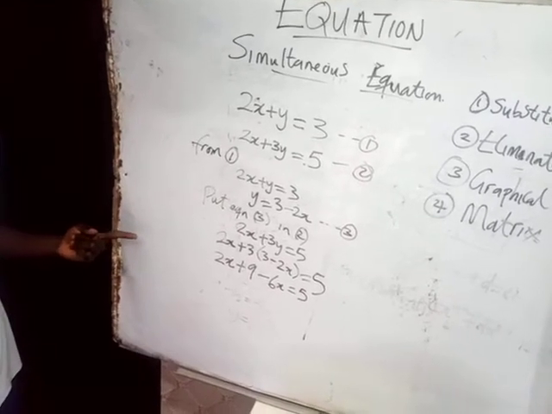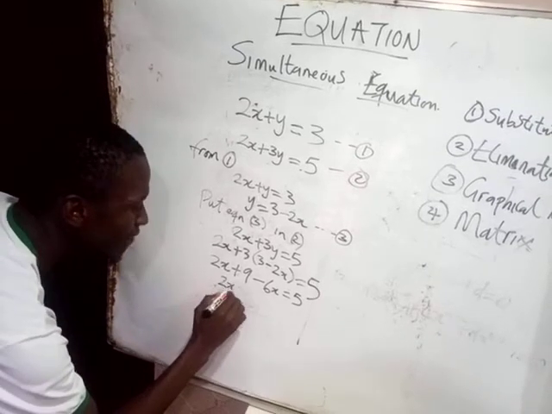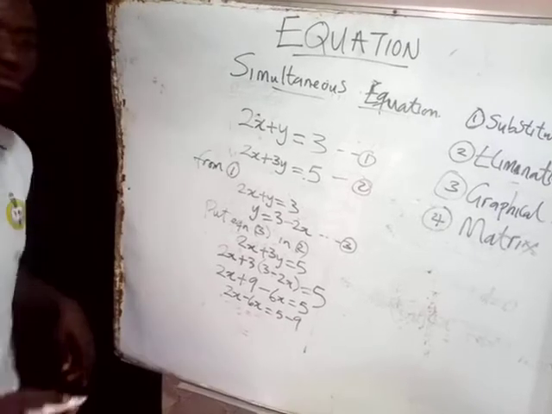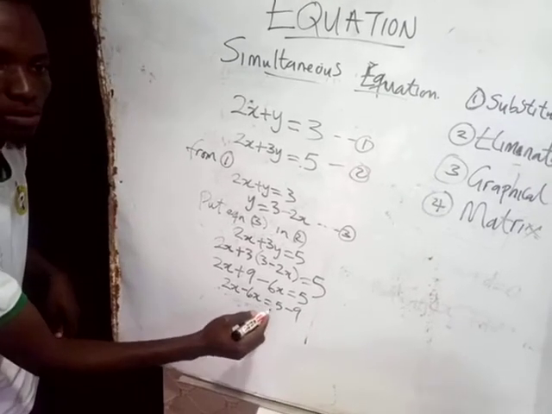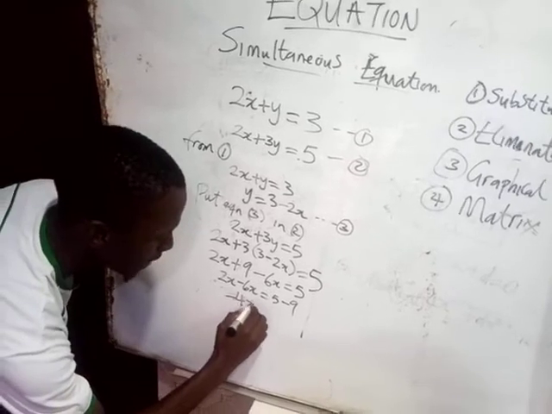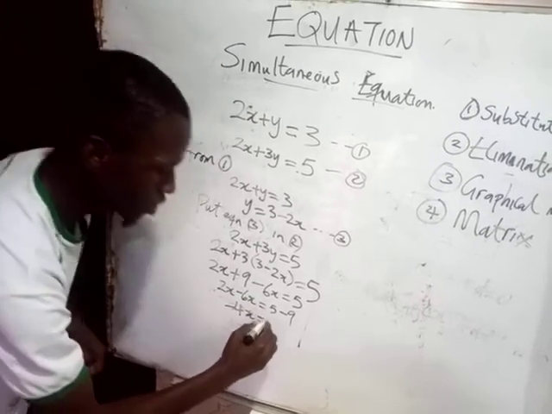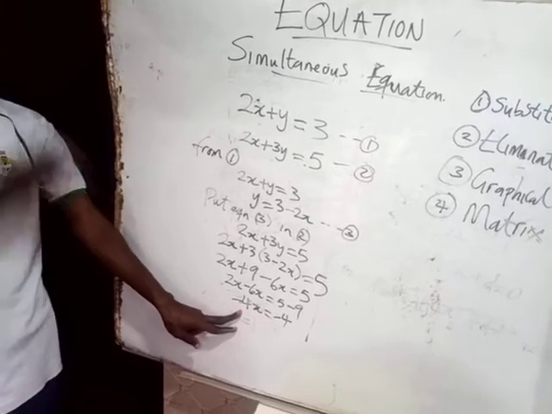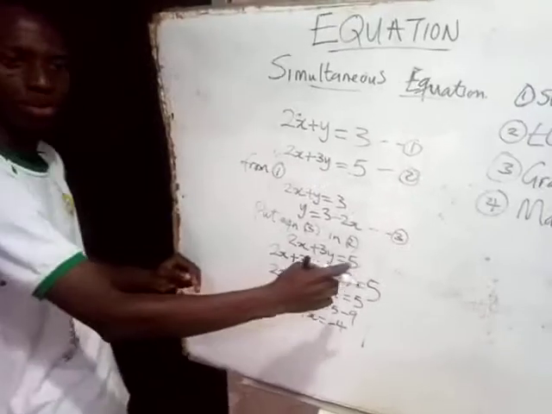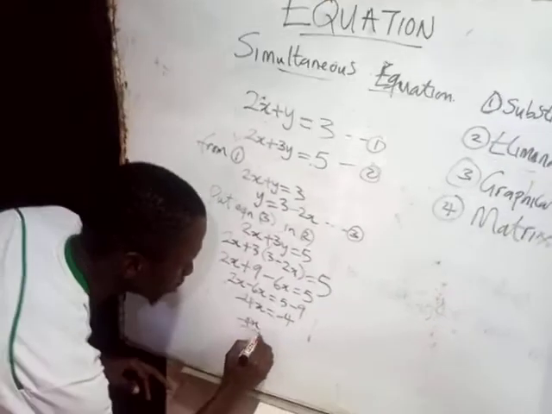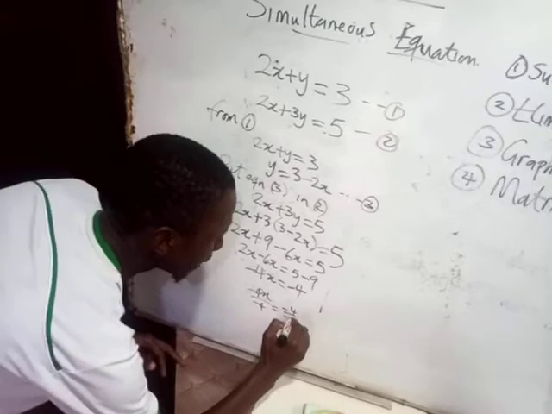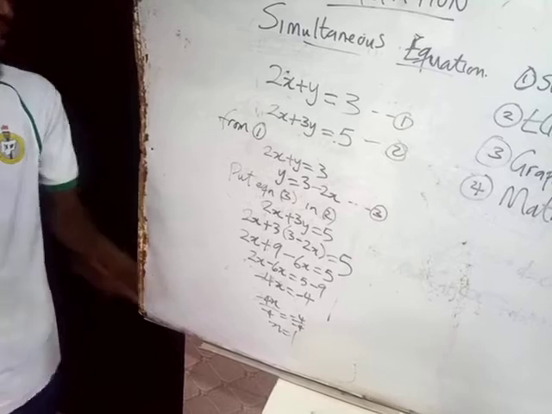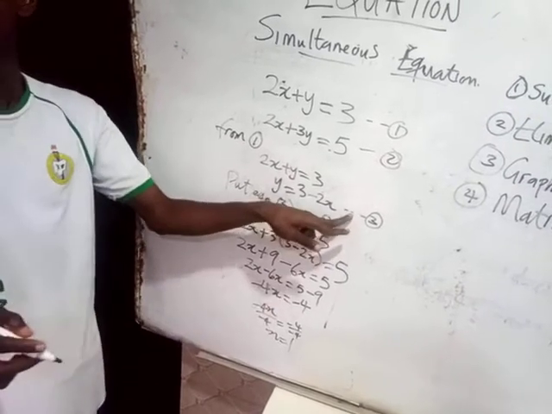Then you collect like terms. You have 2x minus 6x is equal to 5 minus 9. 2x minus 6x will give you minus 4x. 5 minus 9 will give you minus 4. What is the coefficient of x here? Minus 4. So you divide both sides by minus 4. Minus 4 over minus 4, x equals 1. So since your x is equal to 1, you put it inside the equation 3.